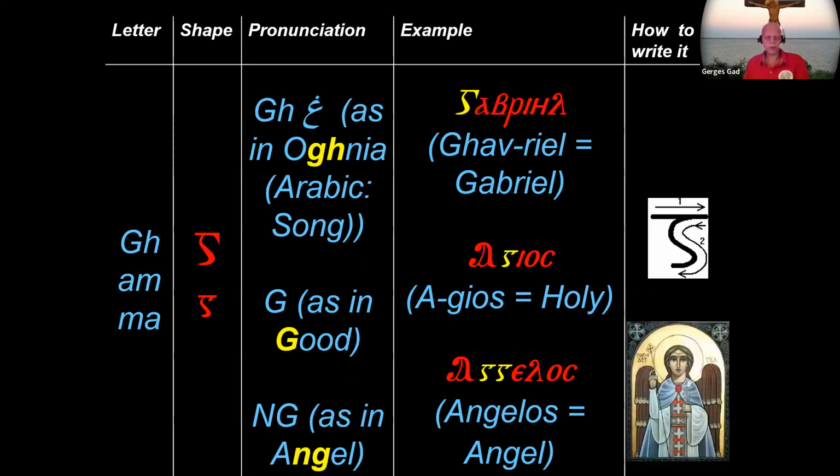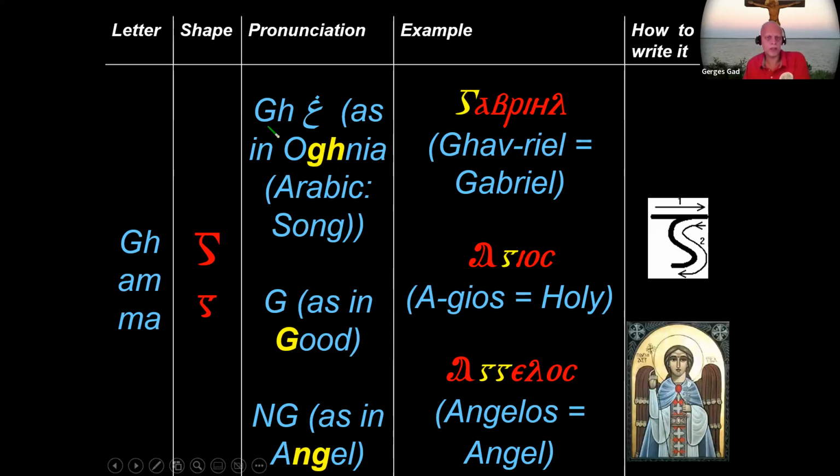So today we will learn 3 new letters. These letters don't have an equivalent in English. They don't look like English letters, but they look like Greek letters because most of the Coptic alphabet came from the Greek alphabet. The first one is Ghamma. It kind of looks like an S with a bar on top of it, right? Ghamma, there are 3 ways we can pronounce Ghamma.